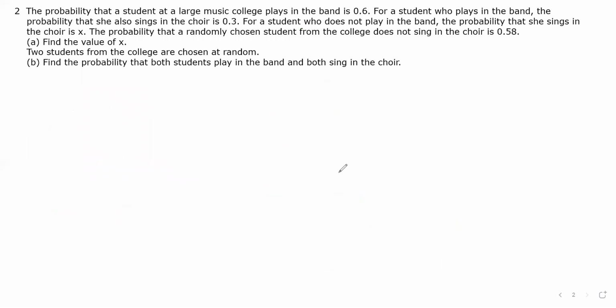Question 2. The probability that a student at a large music college plays in the band is 0.6. Let's say B is the event of playing in the band. So the probability that a student plays in the band is given by 0.6.